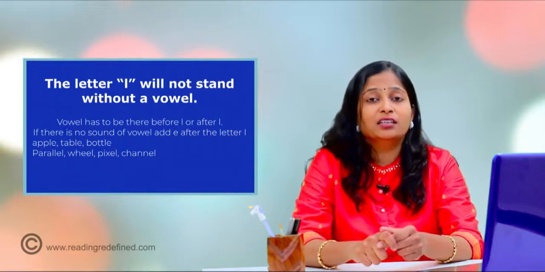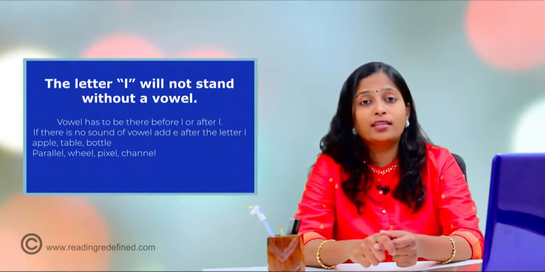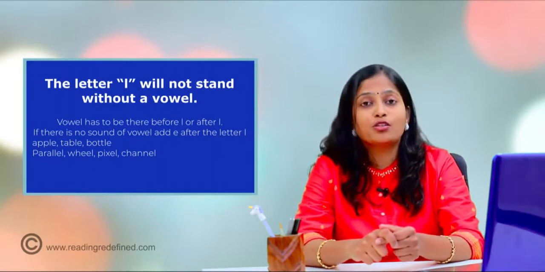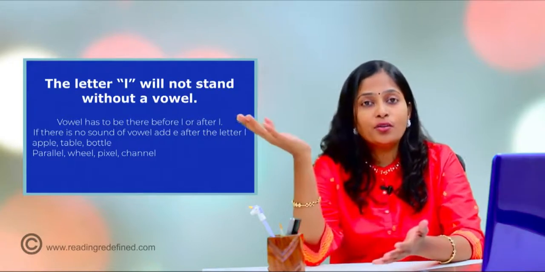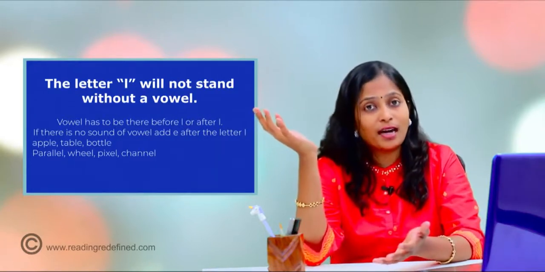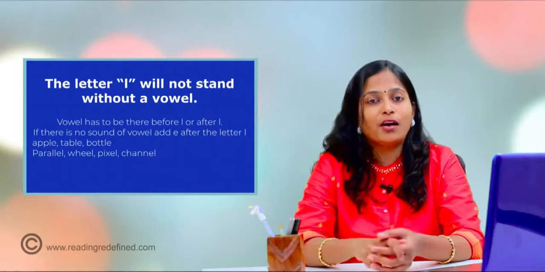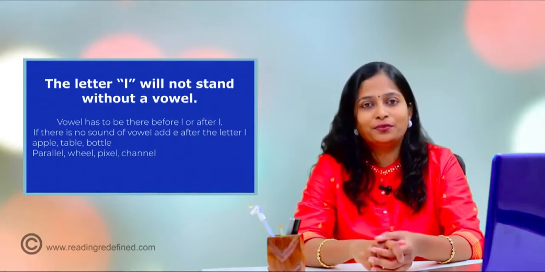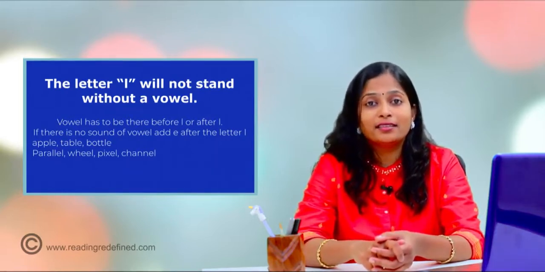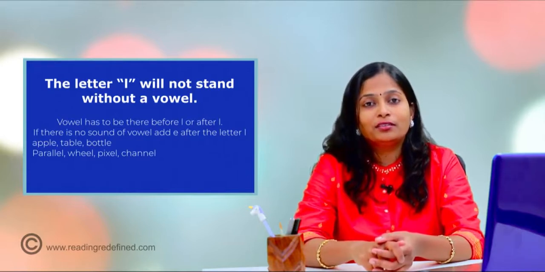In a word like apple, if you notice, there is only one vowel sound but it has two syllables. Apple. So there is no vowel sound in the second syllable at all. What do we do then? We add one E, which has to remain silent but performs the role of a vowel in the syllable.